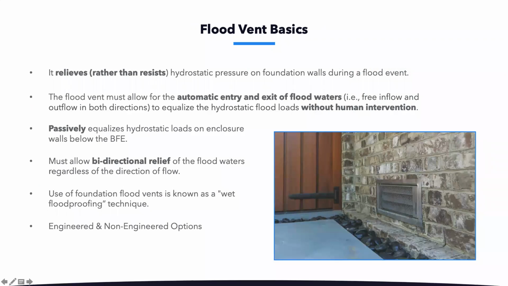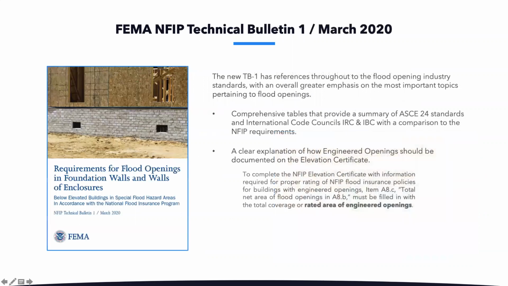So because it's automatic without human intervention, we call that passive, okay? It passively equalizes that hydrostatic load. And it's also going to be bidirectional. So when water comes in and fills up that area and then the flood waters recede on the exterior, it'll do the same. That flood vent is going to open towards the exterior, allowing that water to exit. And again, all this comes in FEMA Technical Bulletin 1.